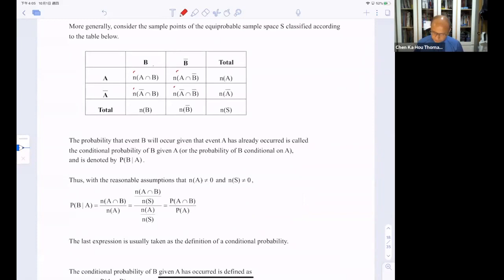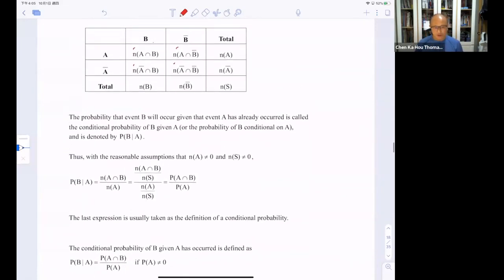Now let's see what is the relationship between the conditional probability and the other probabilities. By reading the table, what is the probability of B given A? Given A, that means we only concern the number in A. So the denominator is N(A). Given A and the event belongs to B, so we concern another event here, N(A ∩ B). That is this number.